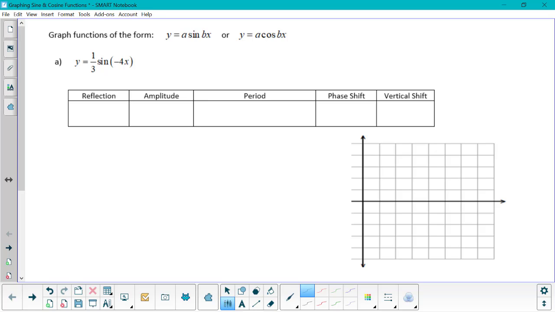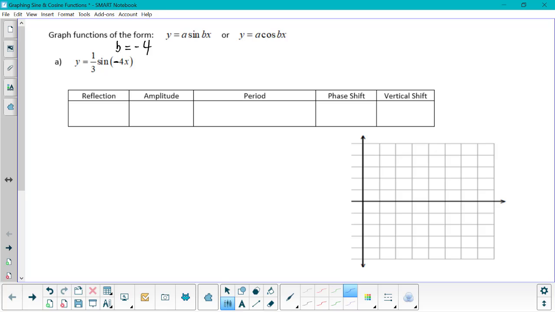Hello, let's graph some sine and cosine functions that involve a change in amplitude and a change in period. So my first function, I notice that my value of b is negative. Okay, so here I have b is -4.